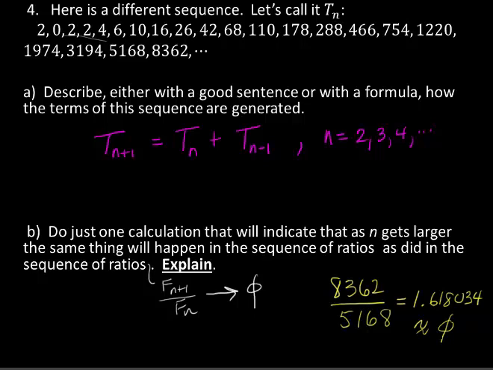So for the answer to this question, partial credit would be given if you just took the ratio and said 1.618034. But to show that the same thing is happening that happened in the Fibonacci sequence, you have to tell me that that number is close to phi.